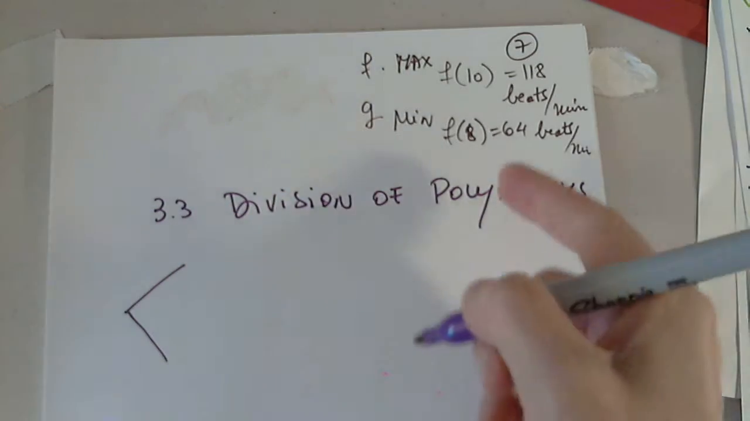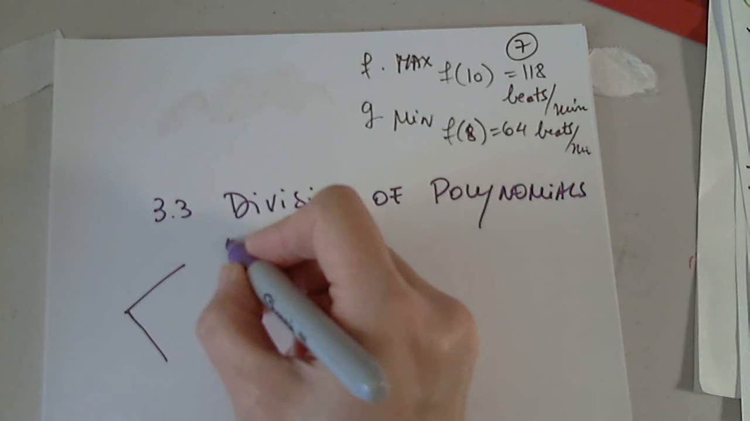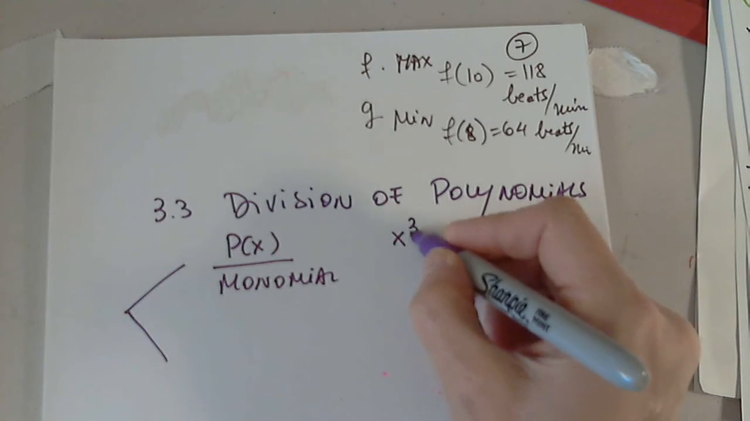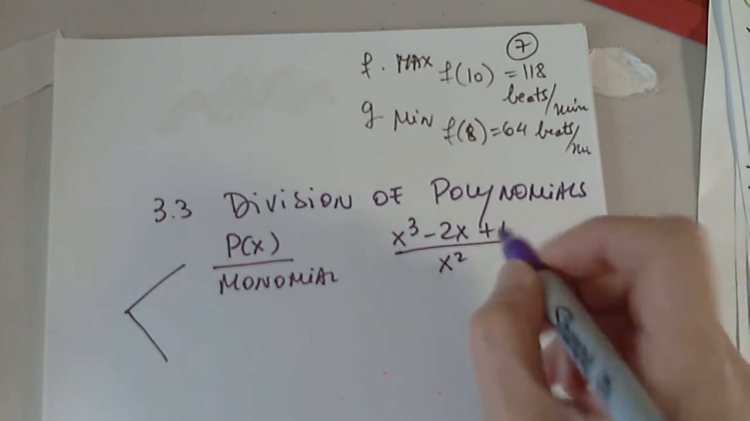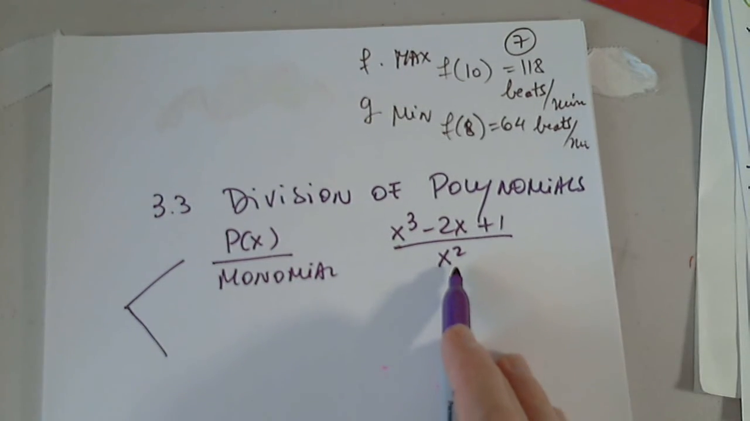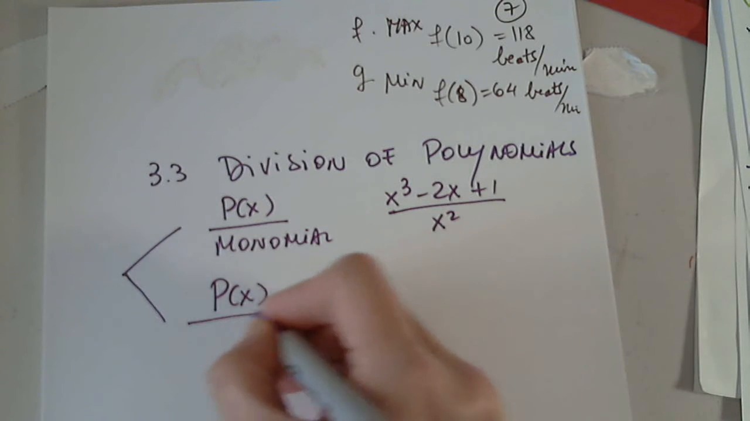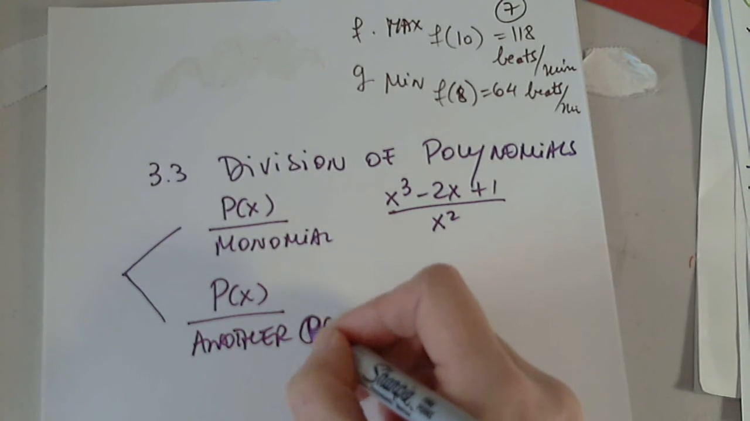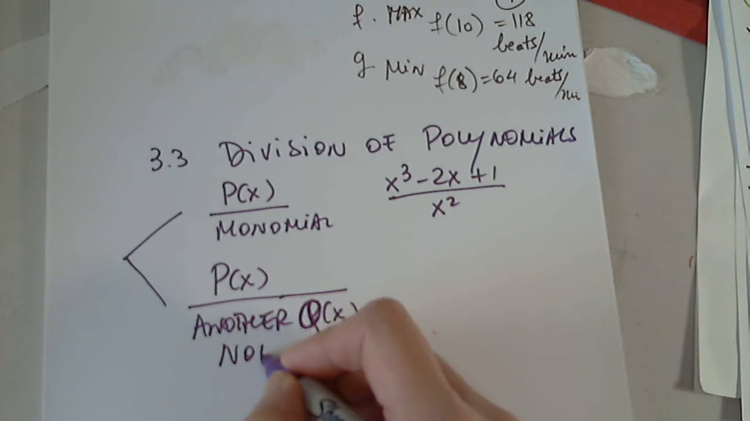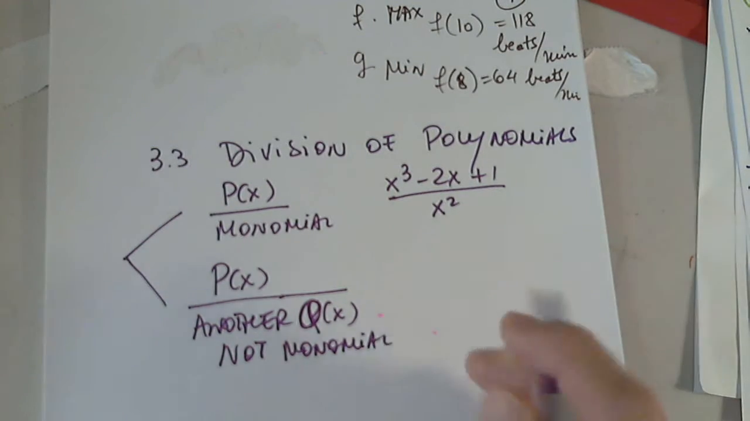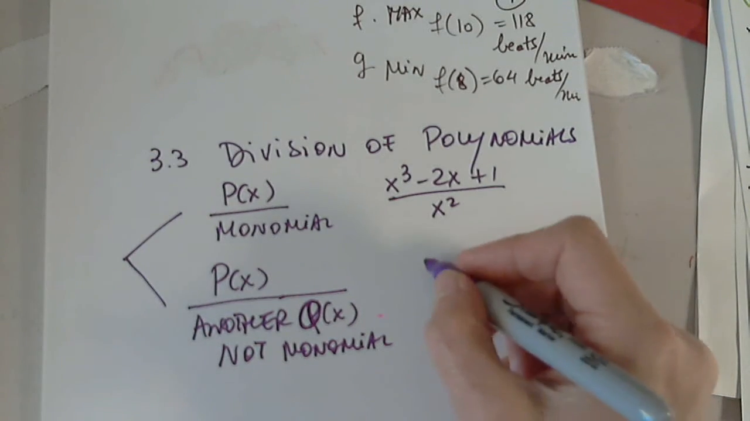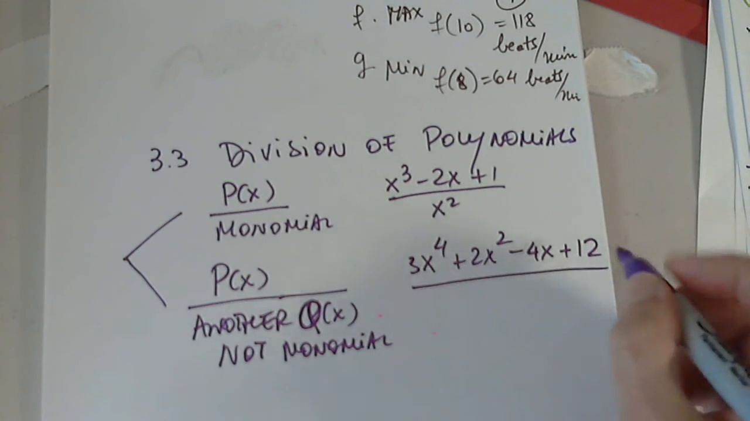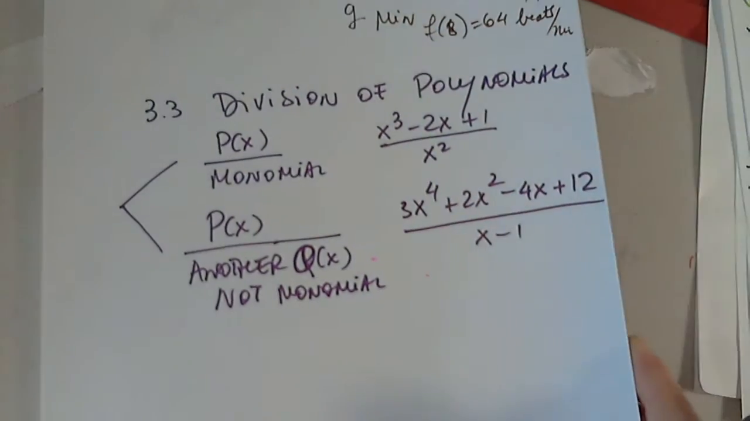So when we talk about division of polynomials, we have two different situations. A polynomial divided by a monomial, for example, x to the third minus 2x plus 1 over x squared. This is a polynomial, and this is a monomial. The other possibility is a polynomial divided by another polynomial, let me call it q of x, not monomial. It's not one term. For example, 3x to the fourth plus 2x squared minus 4x plus 12 divided by x minus 1.